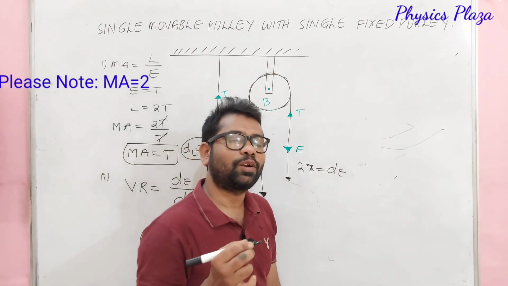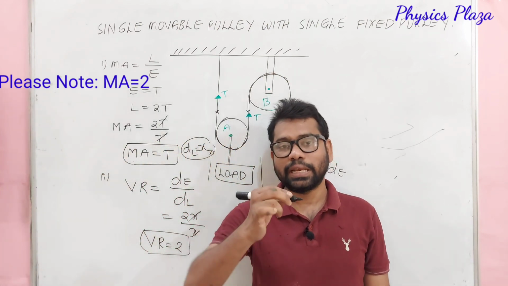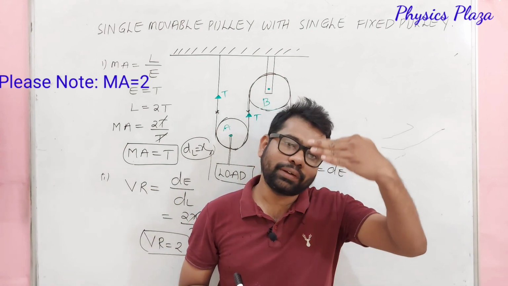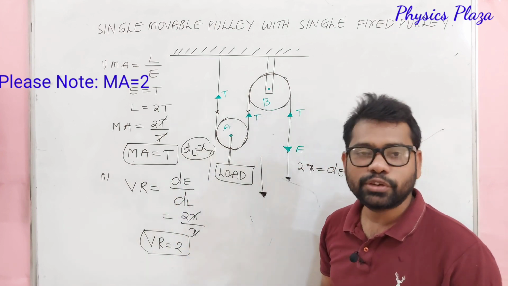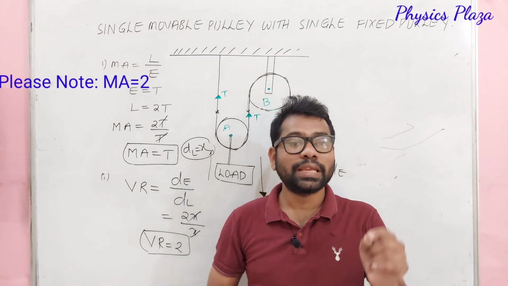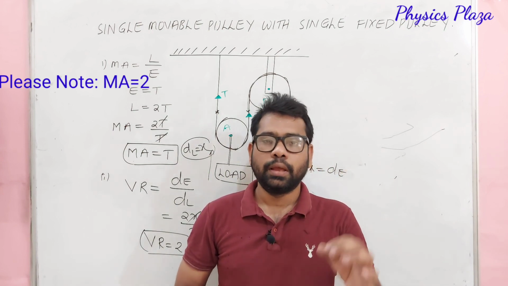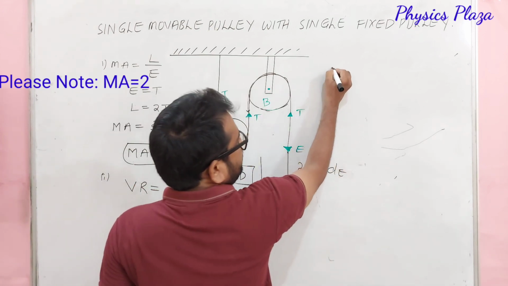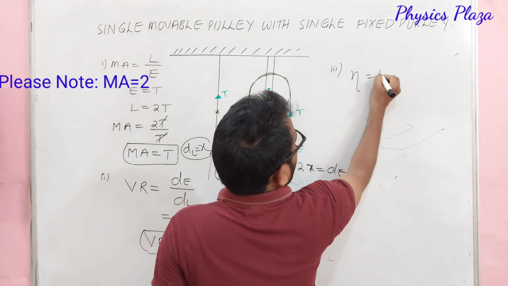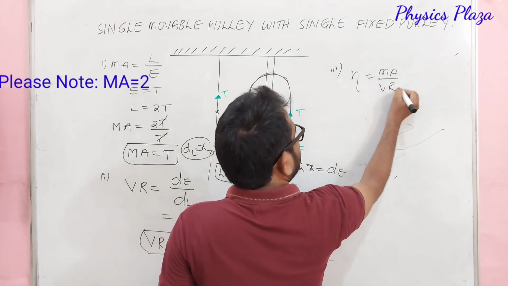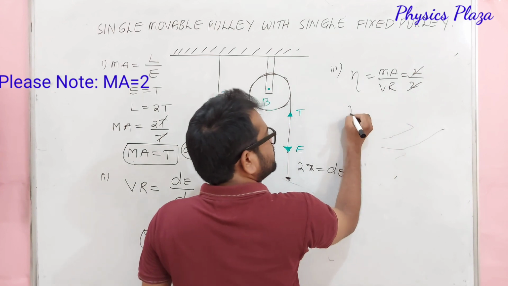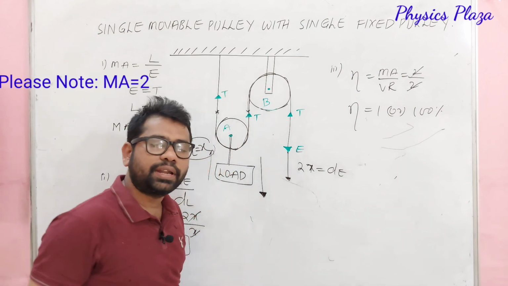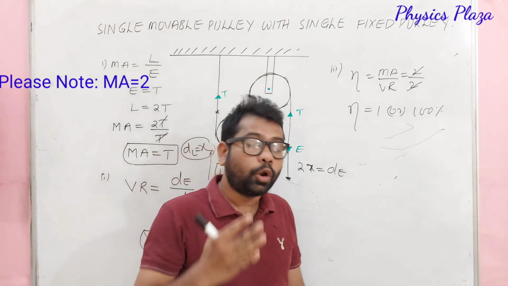Now let us recall the mechanical advantage and velocity ratio of a single movable pulley. The single movable pulley velocity ratio is 2 only, mechanical advantage is 2 only. So here also we got 2 only, which means what? When you combine a single movable pulley with a single fixed pulley, its mechanical advantage and velocity ratio won't get affected. Let us see efficiency also, dear children. Efficiency is equal to mechanical advantage by velocity ratio. So it is 2 by 2 only. Both get cancelled. So efficiency is equal to 1, or even 100%. So mechanical advantage, velocity ratio and efficiency are not getting affected.